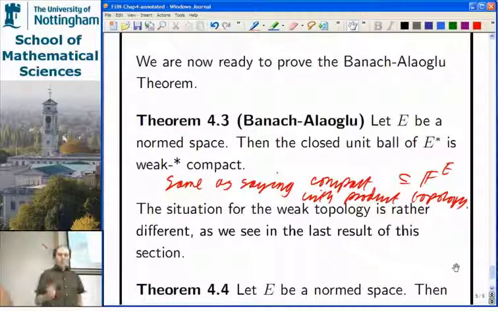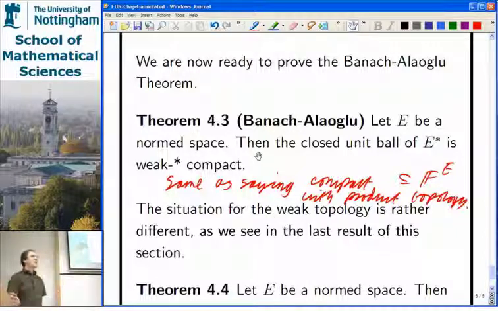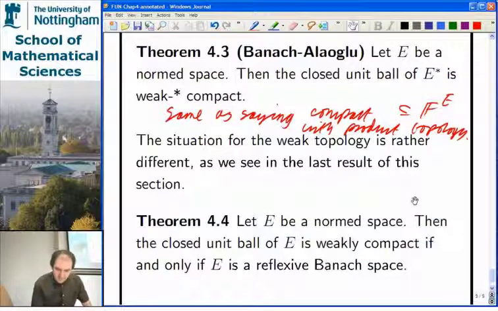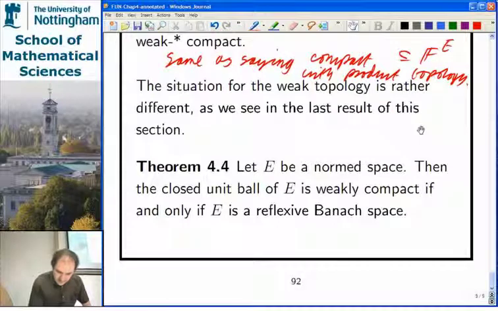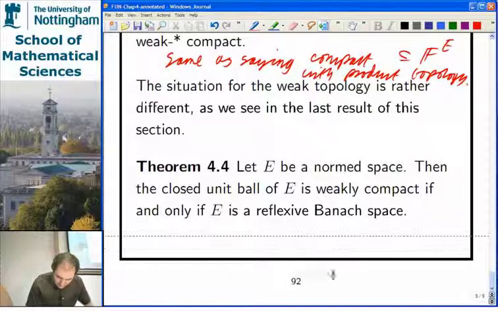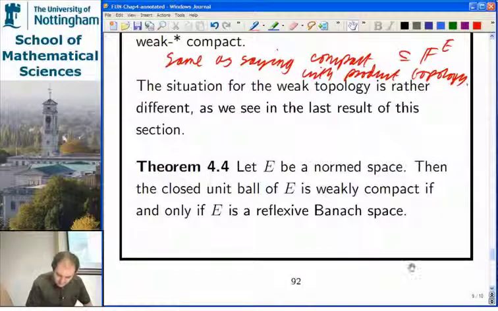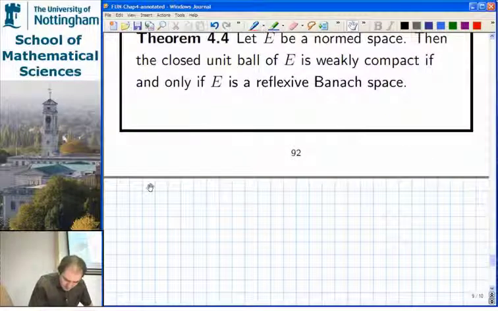So we'll quote the fact that I mentioned earlier and that you're supposed to be checking, that the closed unit ball of E star is closed in F to the E. So we'll take that as read, and then the result comes from the fact that it's pointwise bounded. So let's prove 4.3. There's a proof of the Banach-Alaoglu theorem.